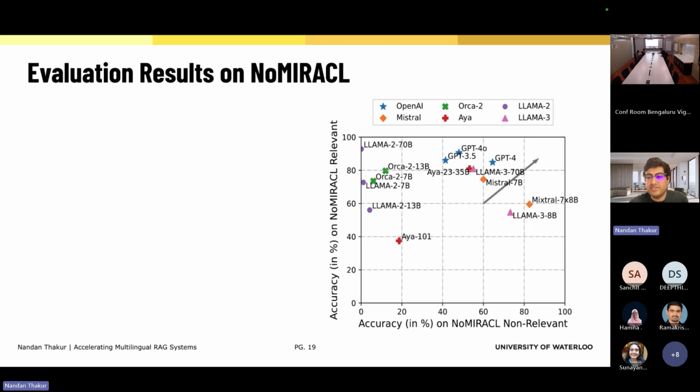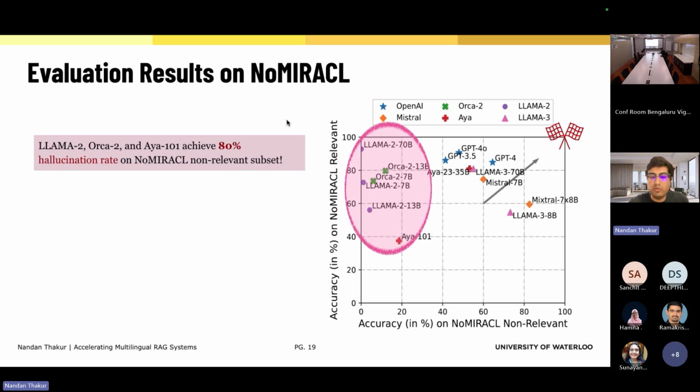Okay, so this is basically a high-level summary of the results in NoMIRACL. Here on the x-axis, I plot the accuracy on the non-relevant subset, so the more towards 100%, the better. And on the y-axis, I plot the accuracy on the relevant subset. Ideally you would want your models to perform on this end of the graph, performing well on both the non-relevant and the relevant subsets.